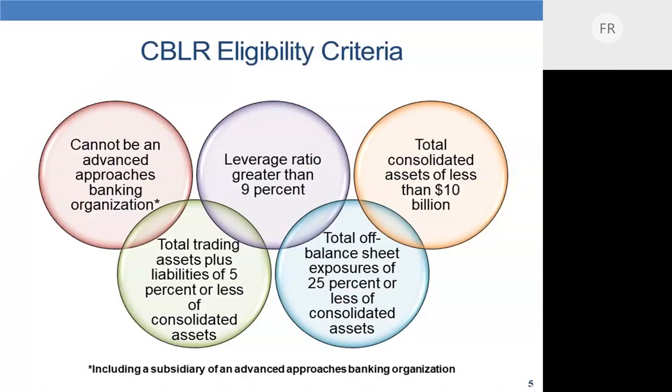The banking organization must have total consolidated assets less than $10 billion. The banking organization must report a leverage ratio greater than 9%. The sum of the organization's total off-balance sheet exposures must be 25% or less of its total consolidated assets. We will go through this requirement in more detail on the following slide. Finally, the organization's trading assets plus trading liabilities must be 5% or less of its total consolidated assets.